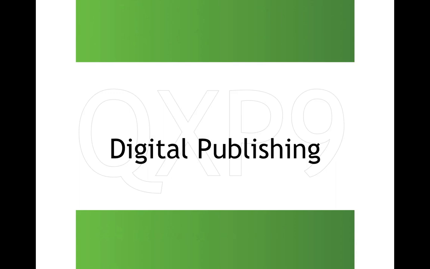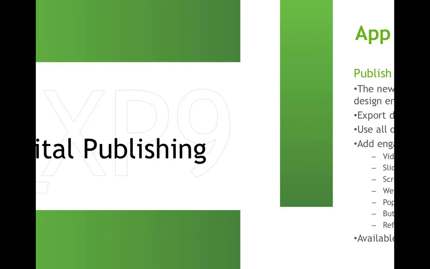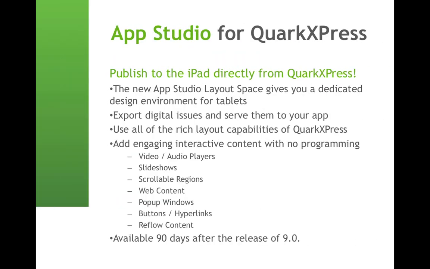Publishers come in all different shapes and sizes and capabilities and document types, and there's no one solution that's appropriate for everyone. So we've diversified our digital publishing efforts to ensure the most flexibility for our customers. I'm going to go through 3 different solutions for creating digital publications in QuarkXPress 9, starting with App Studio for QuarkXPress. We'll start with the one that everyone's talking about.